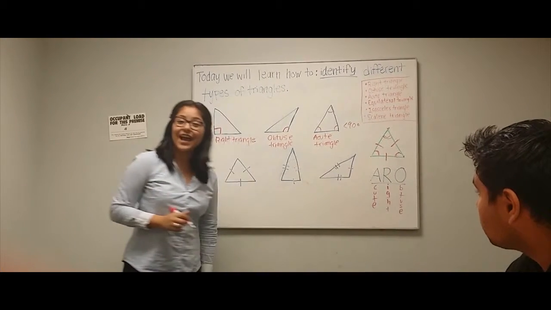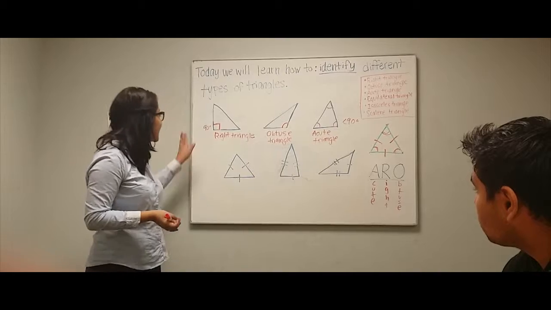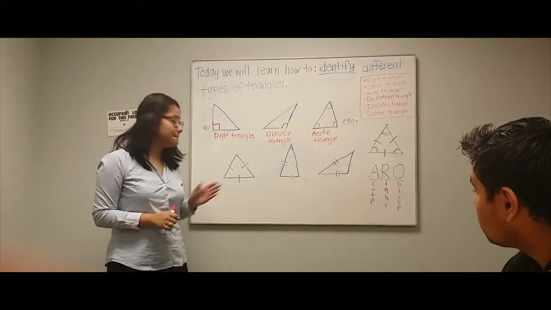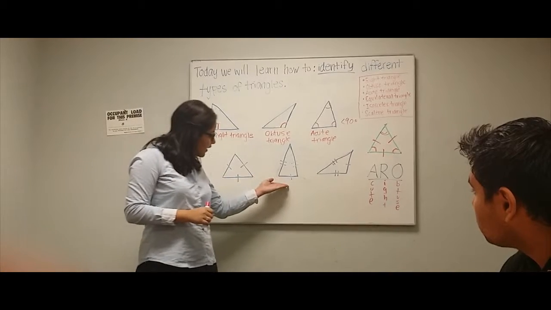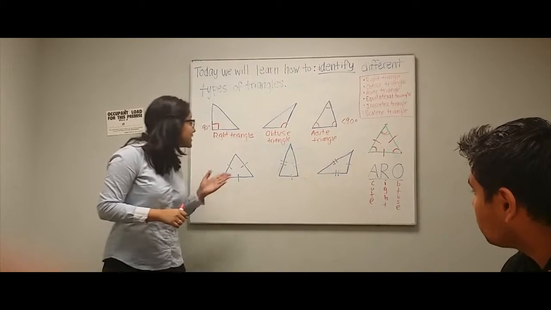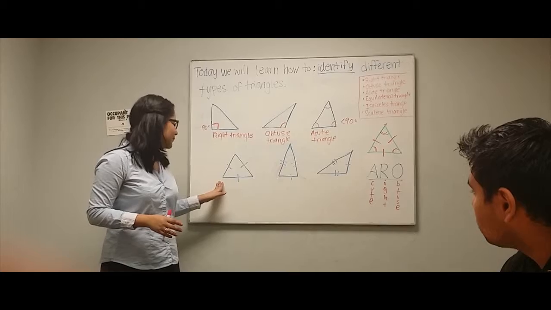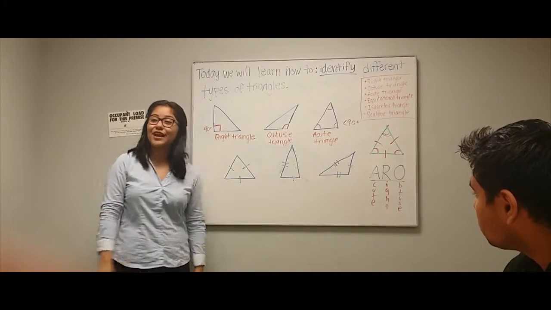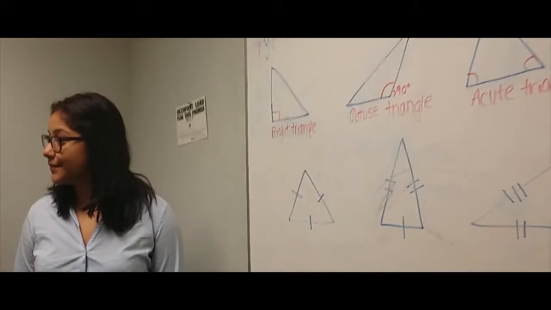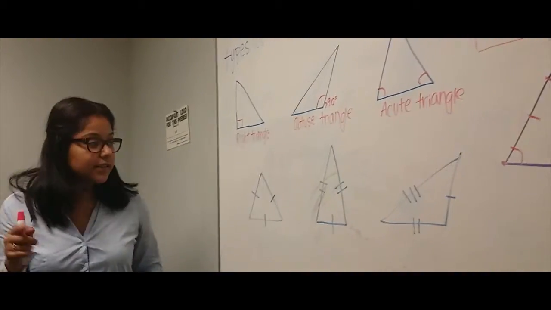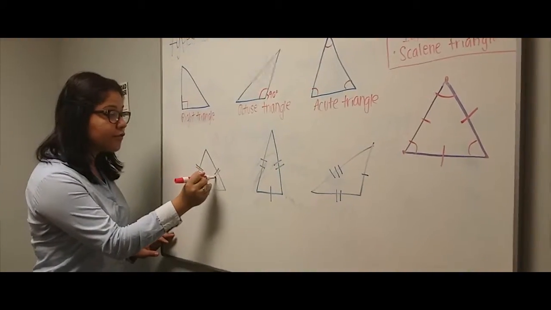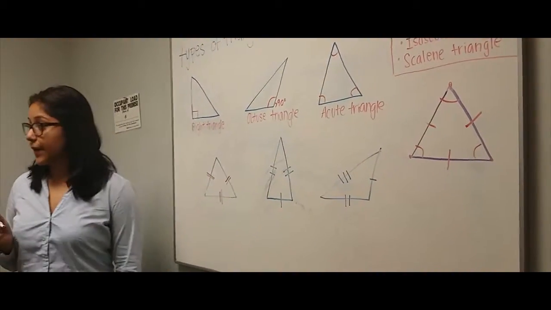So now that we've learned how to classify triangles based on their angles, we're going to move on to classifying them based on the size of their sides. Can anyone tell me what they notice about this triangle? Jesse? All sides are equal? Correct. So what we call that is that all 3 sides are congruent.